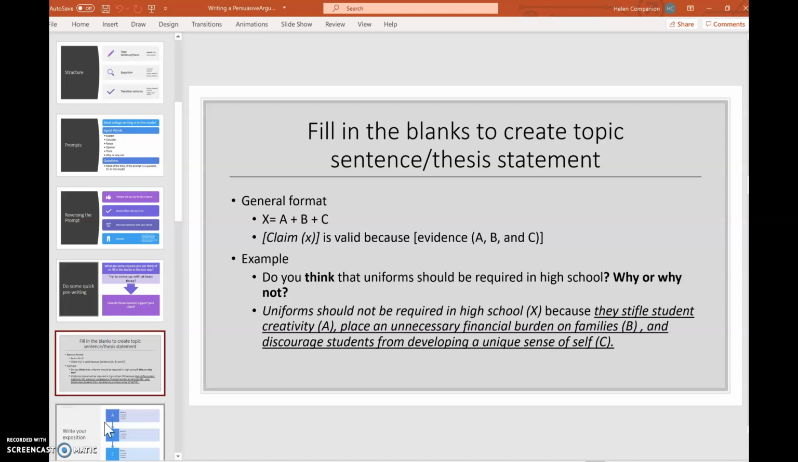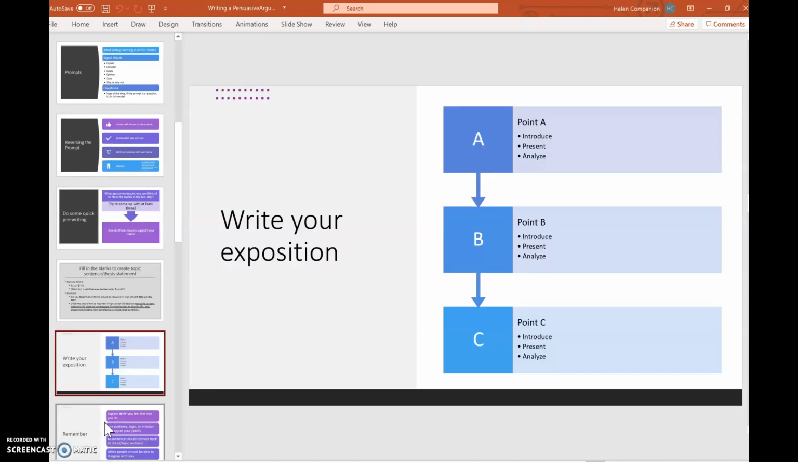Okay, so then you're going to write your exposition after you write that first sentence. This is pretty simple. You have point A, you'll introduce, present, and analyze point A, and then point B, you'll introduce, present, and analyze point B, and then point C, you'll introduce, present, and analyze point C. It's just the whole IPA thing that we've been talking about all semester.